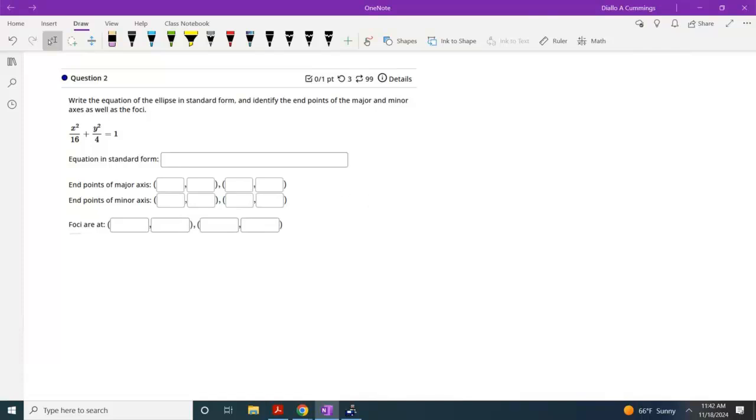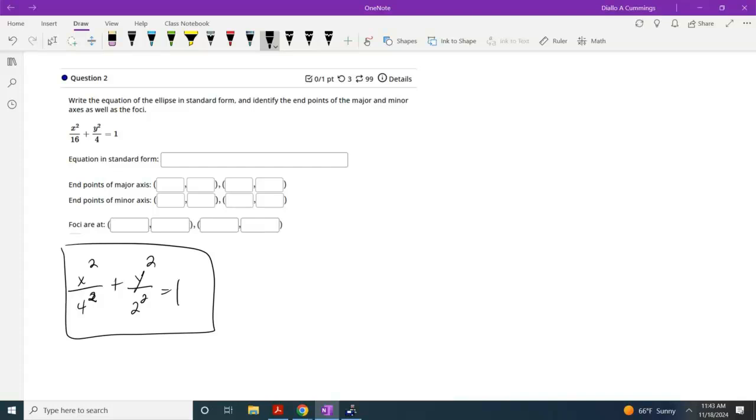So the standard form of this would simply be to square out the denominators. So this is, I believe, what they want. x squared over 4 squared plus y squared over 2 squared is equal to 1.